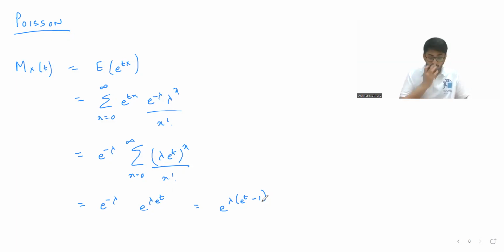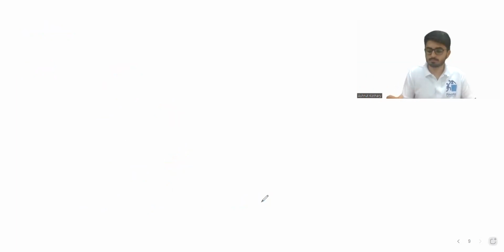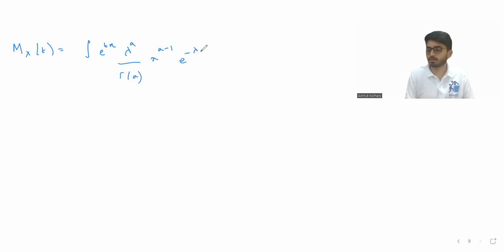Next, we are going to do that for a continuous distribution. Let's say the gamma distribution. So my MX(t) will be the integral of e to the power tx times the PDF of a gamma distribution, which is this. In case you do not recall it, you could refer to the actuarial tables for the same.